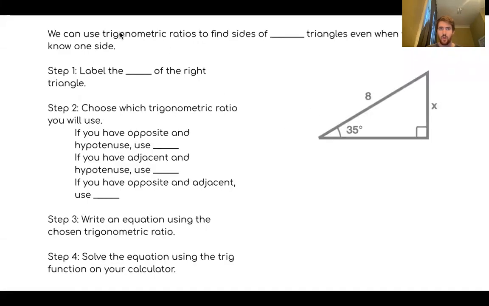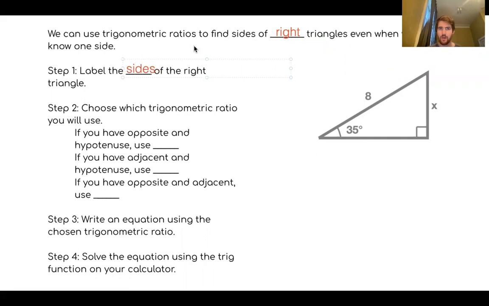Okay, so we can use trigonometric ratios to find the sides of what kind of triangles? Right triangles, even when we only know one side. So in the past, in 6.2, we talked about using the Pythagorean theorem to find missing sides. That works if we already know two of the sides. In this case, we'll see an example of how even if we only know one side, we can still find the missing sides. Okay, so the first step is to label the sides of the right triangle.